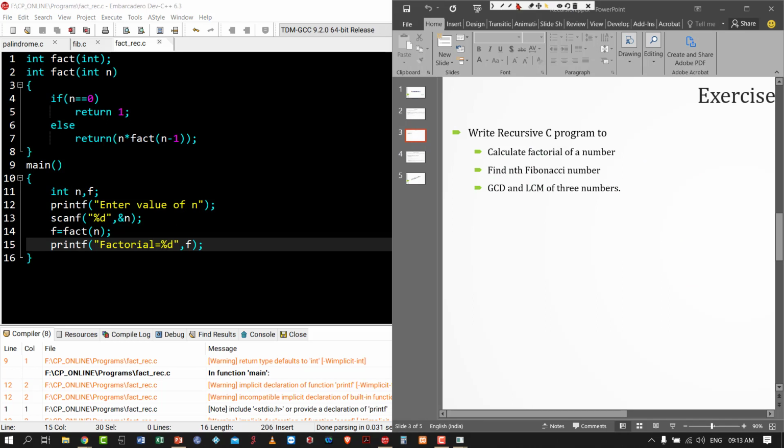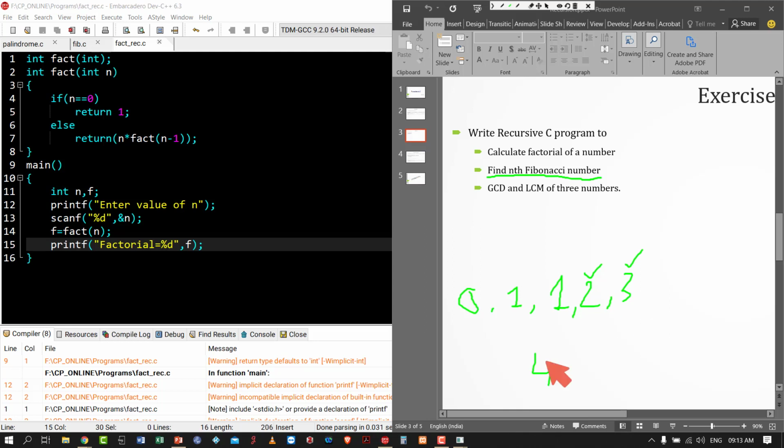The next problem is find nth Fibonacci number. You already studied Fibonacci series: 0, 1, 1, 2, 3. So if I give 4 it will print 2 because 2 is the fourth Fibonacci number. If I give input 5, then it will print 3 because it is the fifth Fibonacci number.